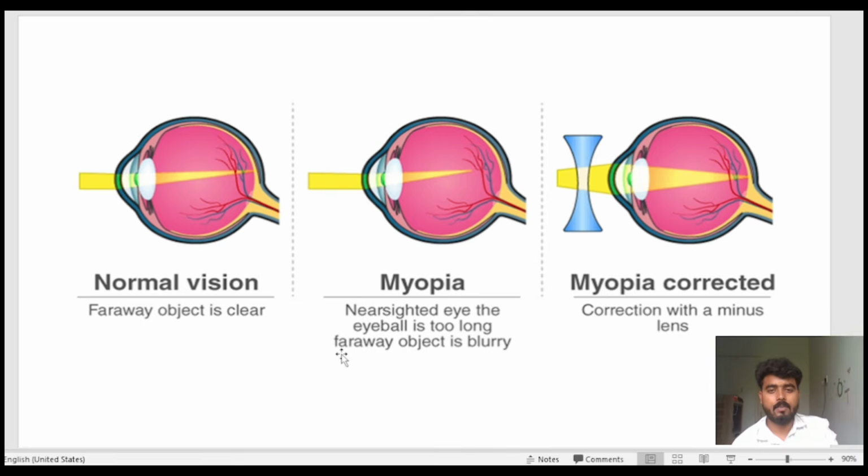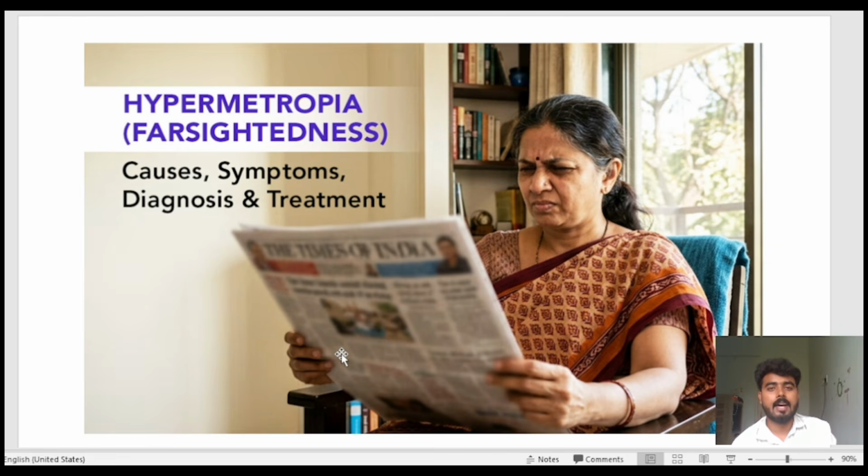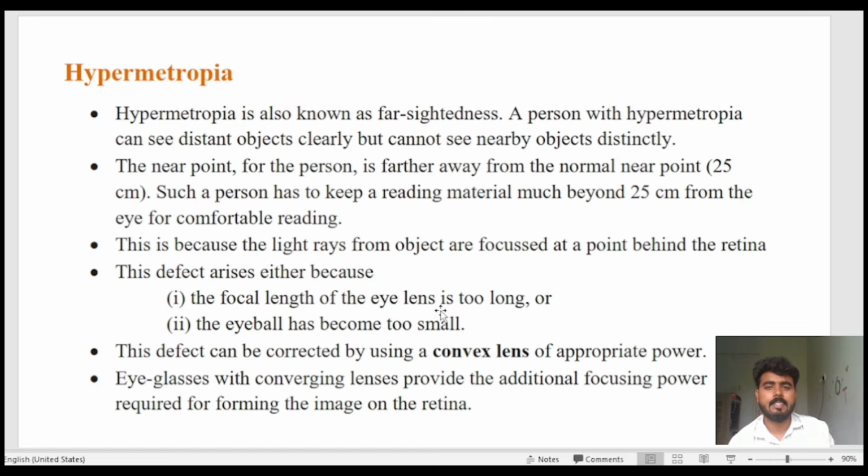Now we are moving to the next one, hypermetropia. What is the meaning of hypermetropia? Here you can see a grandma sitting. She can't see the words in the newspaper. Why? What will be the problem? Now, this problem is called farsightedness. That means I can see far objects clearly, but I can't see nearby objects.